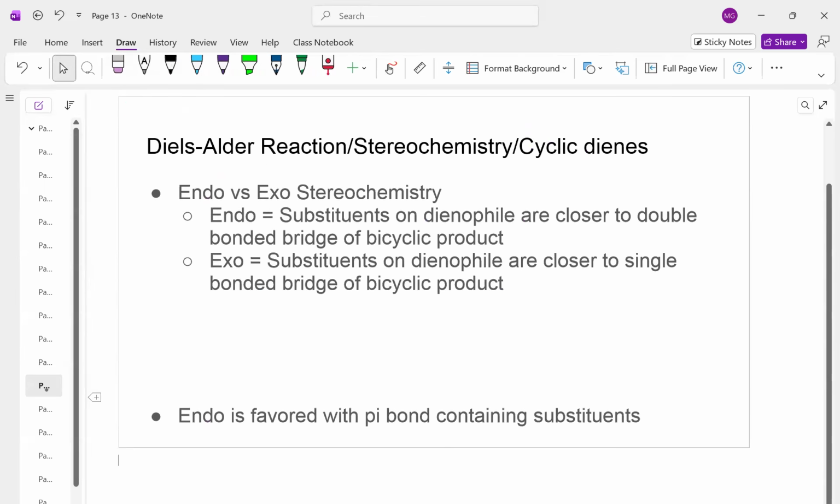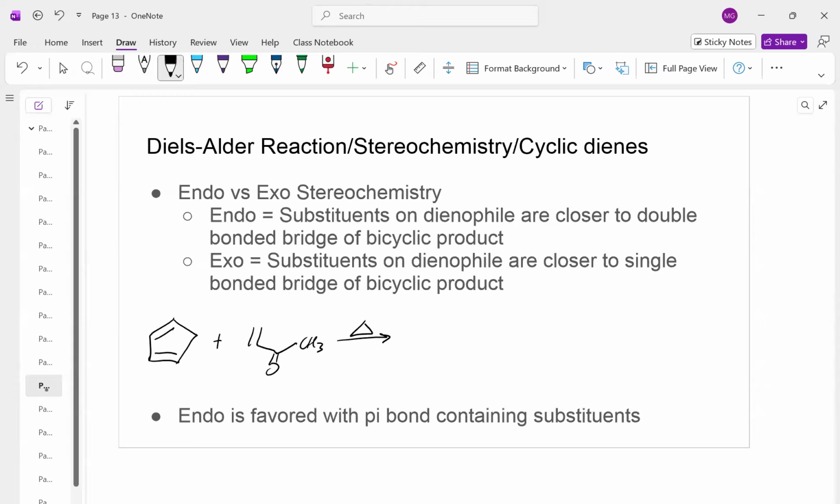Now, there's an interesting kind of case that happens when we're dealing with dienes that are part of a ring. Here's what I mean by this. Here's a conjugated diene. It's just that the ends of it are connected together in a ring. And I'm going to react it with this dienophile. Now let's just get the logistics of this down first before anything else.